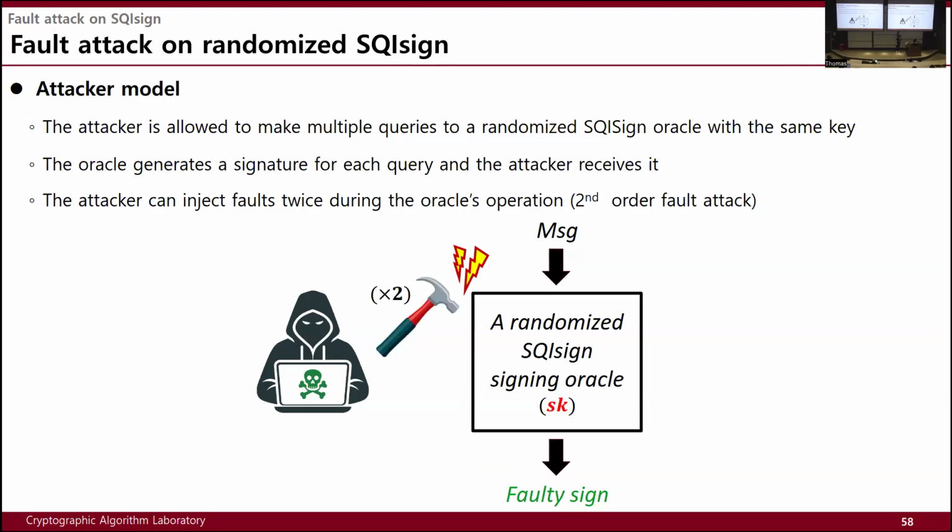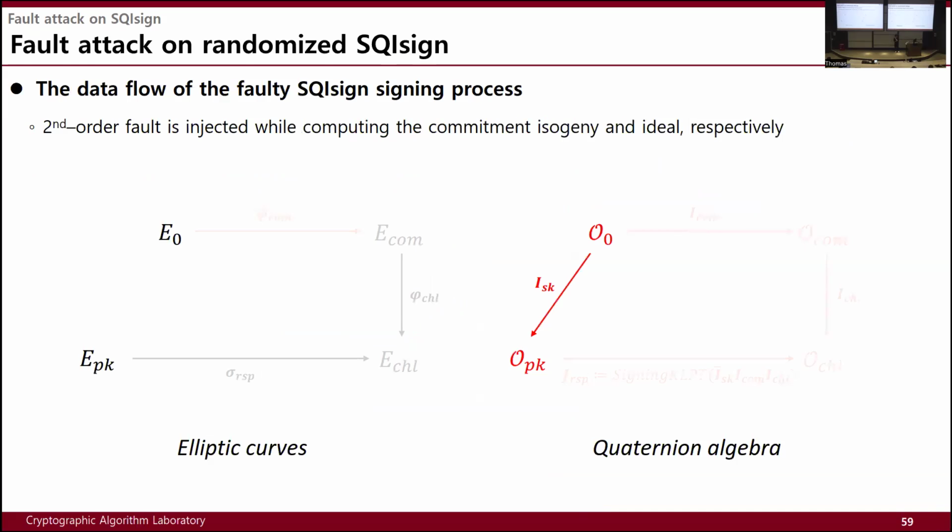How about the randomized SQISign? The difference between the randomized one and the deterministic one is that in this case, we use the randomized oracle, and the attacker can inject twice during one operation. So we inject the first fault in the commitment isogeny and the second fault into the commitment ideal.